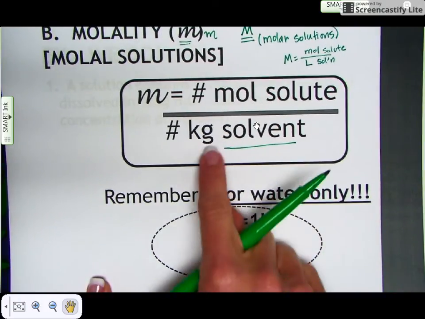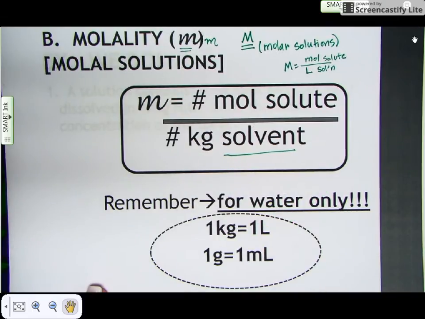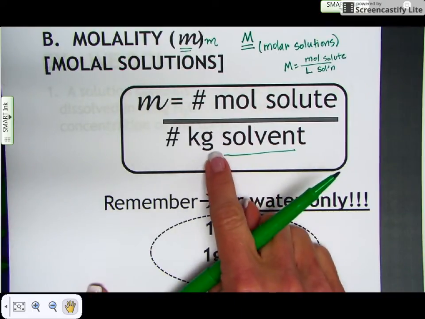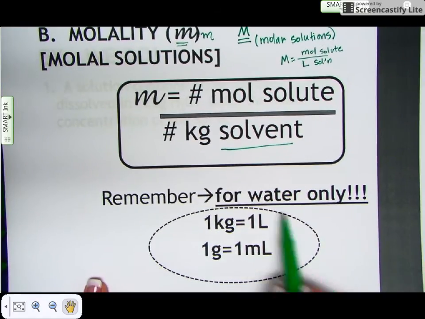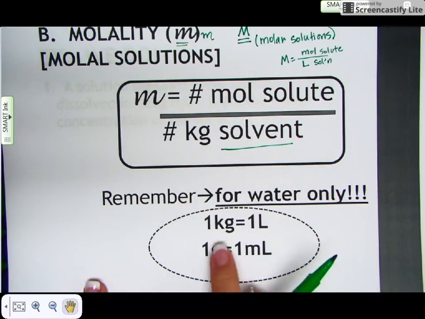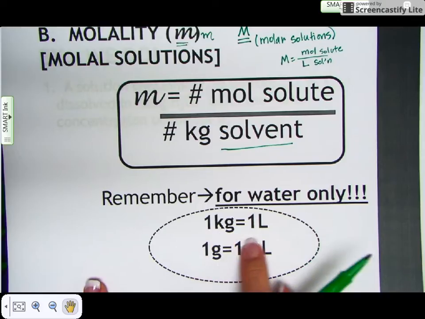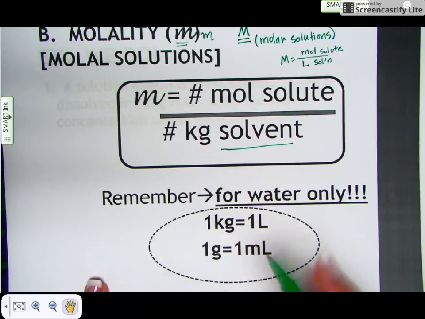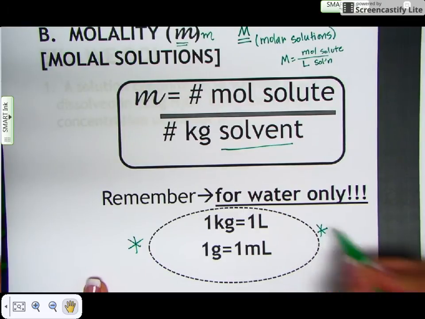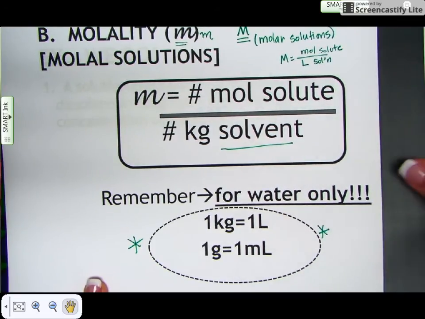Now, since this formula has a mass as the denominator, sometimes we might be given the volume of water instead of the mass of water, so we need to remember this relationship. This is only true for water, but we will use it often with this formula if water is your solvent and you're not given the mass directly. You need to remember that 1 kilogram of water is equal to 1 liter of water, and a gram of water is the same as a milliliter of water. Make sure you highlight it and commit it to memory, because you're going to need it.